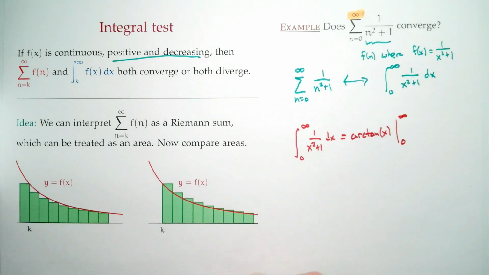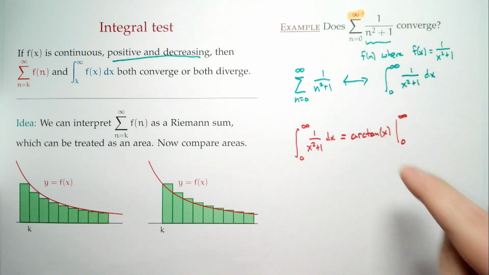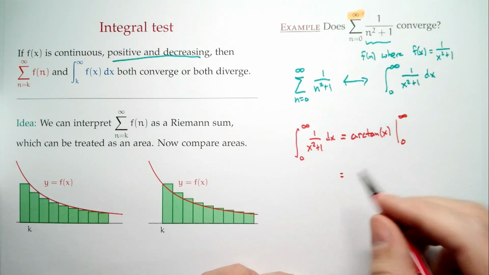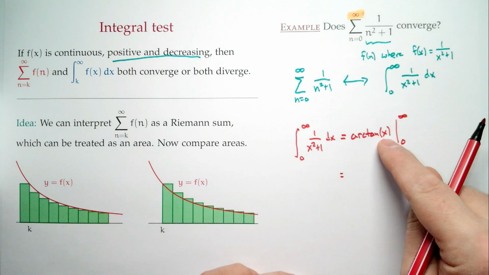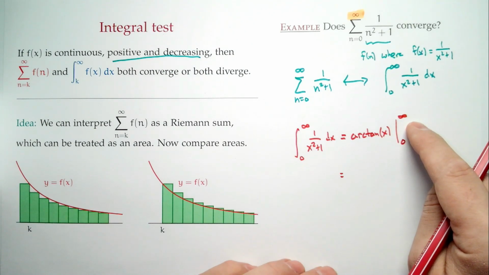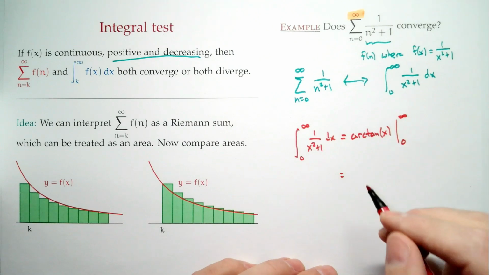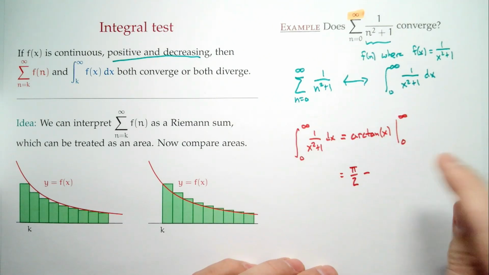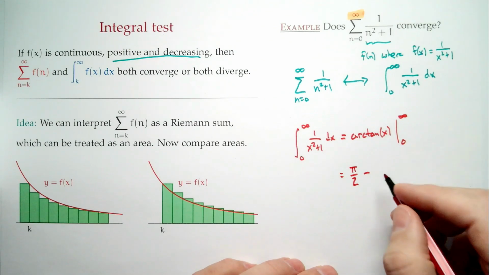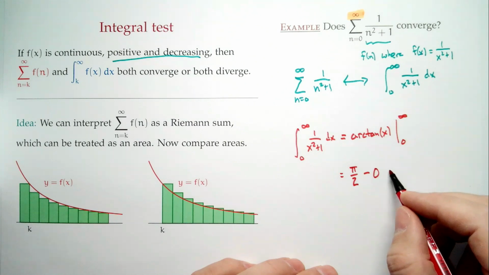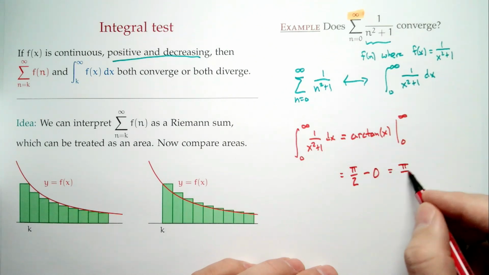All right, so it's arctangent of x from 0 to infinity. Now, of course, you can't plug in infinity, so when we talk about arctangent of infinity, what do we mean? Well, we mean, what happens to arctangent of x as x goes to infinity? The answer is it goes to pi over 2. Subtract arctangent of 0, which is 0. Now, do we care about the value? No. What do we care about? The question is, does this converge?